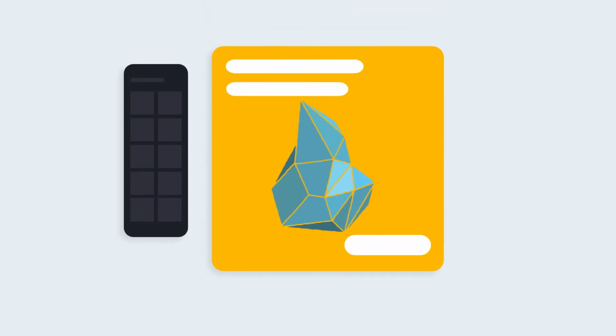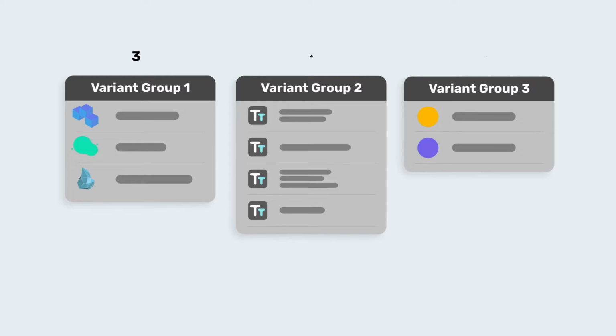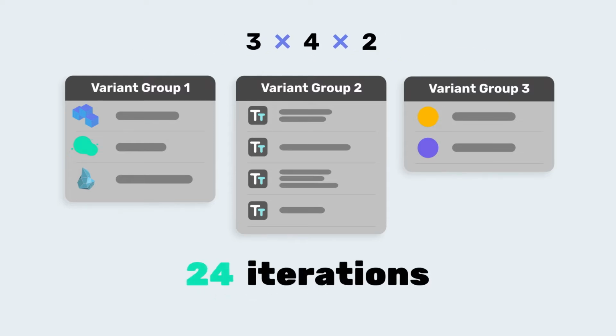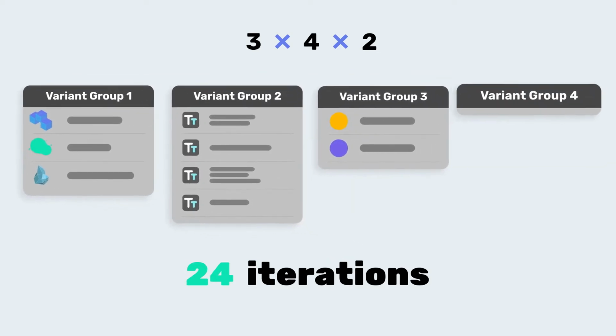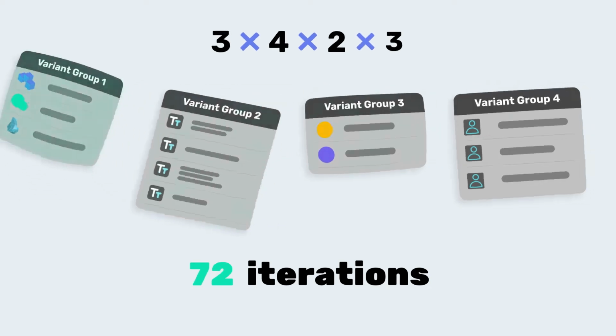Behind every design built in MARPipe exists a matrix of all the variant groups and variants that we've defined. This exists as the foundation of our multivariate structure. Each time we add a new group of variants to test, our number of creatives will multiply by the amount of variants in that group.